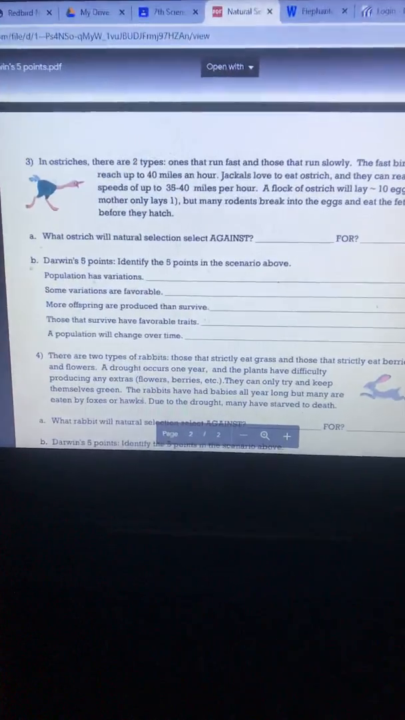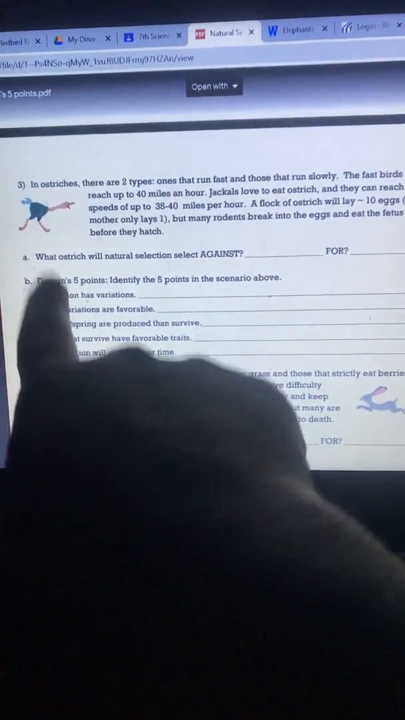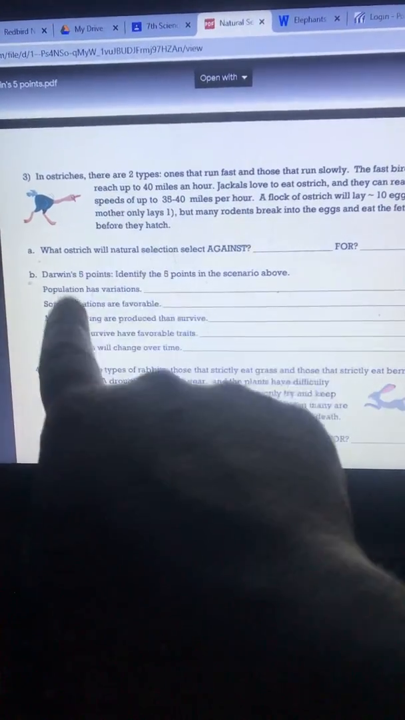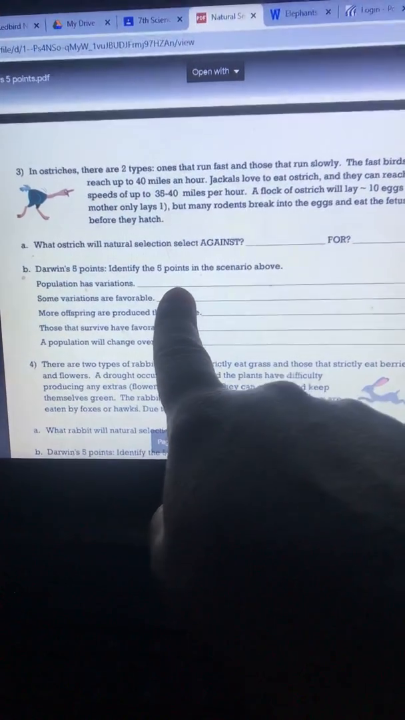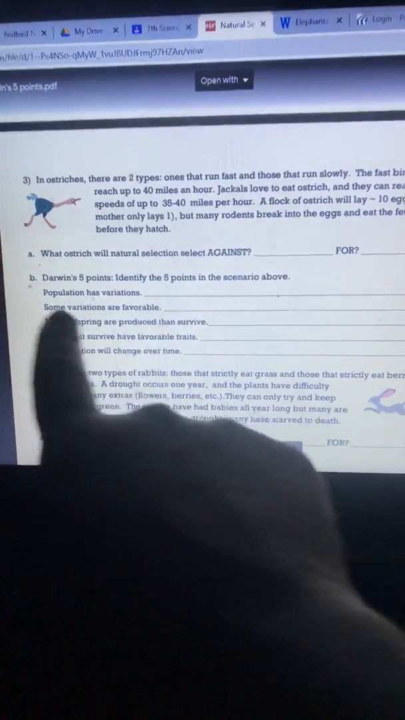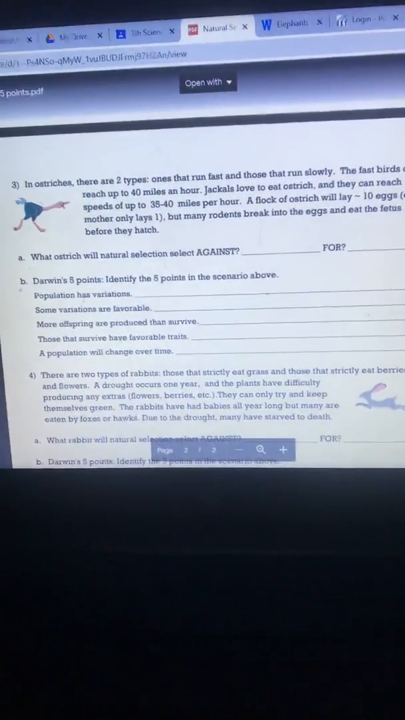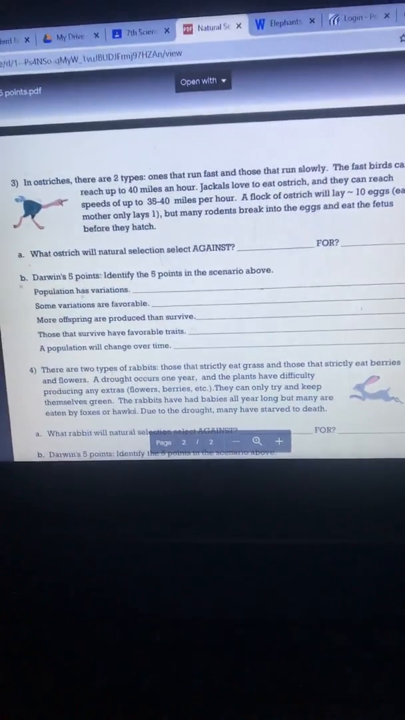Okay, so there's a population, and we're talking about a population of ostriches, and there are 2 types. Tell me those 2 types right here. All right, which of these 2 types is considered favorable, the favorite? Which one will win?